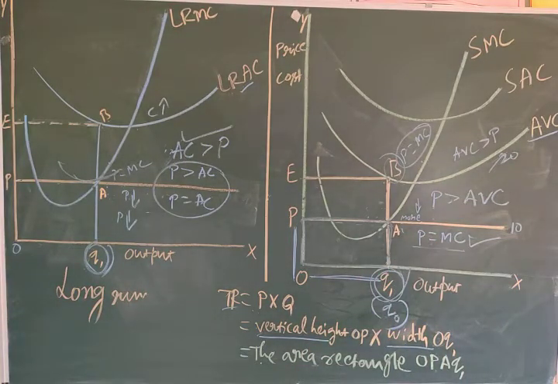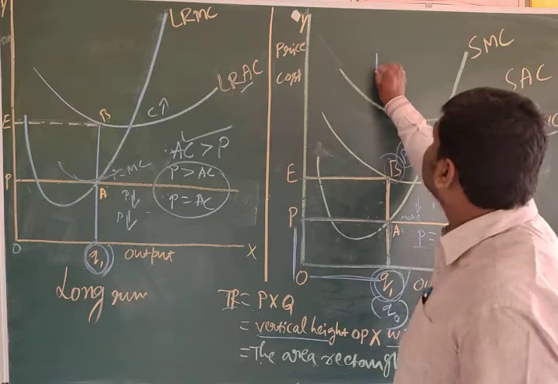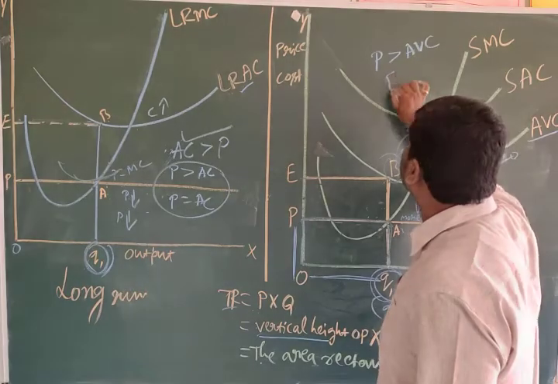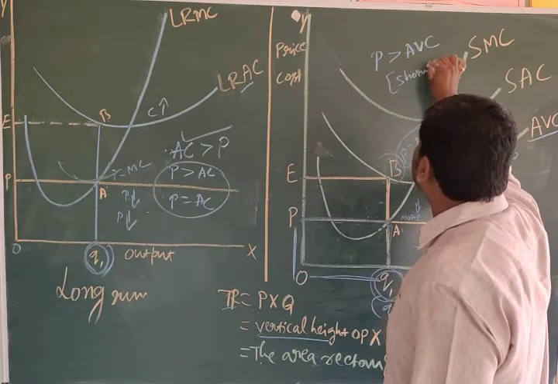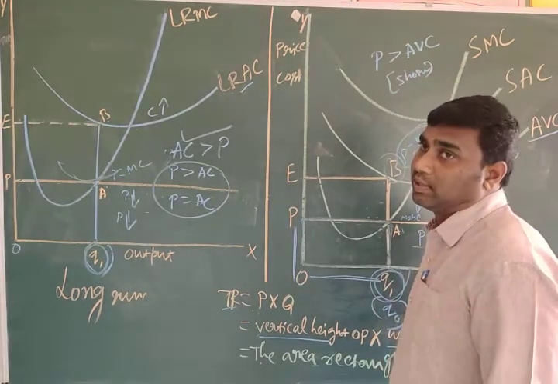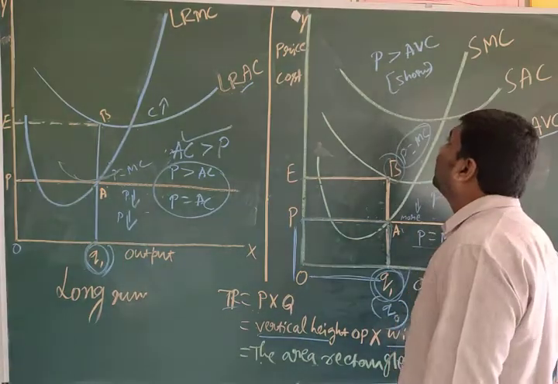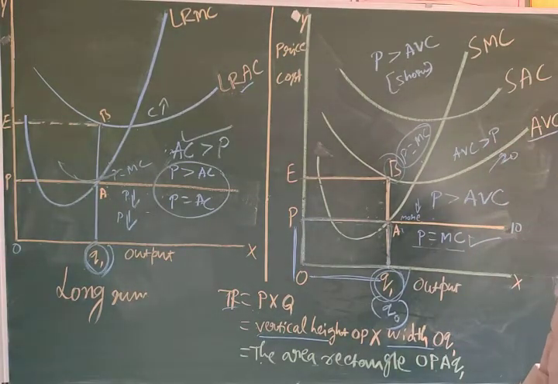First one is price is equal to marginal cost. Second one is marginal cost should not decrease at Q0. And third one, what is that? Price is greater than AVC in the short run. Why? Because in the short run, it is not possible to change all the factors of production. So here the price should be greater than AVC. Only at that time will the firm get the profit.